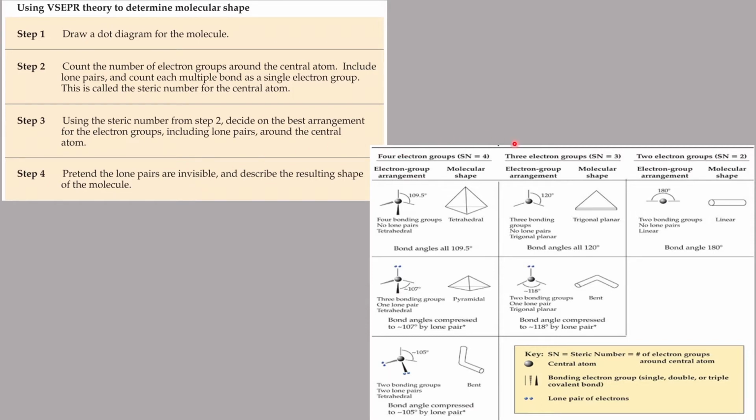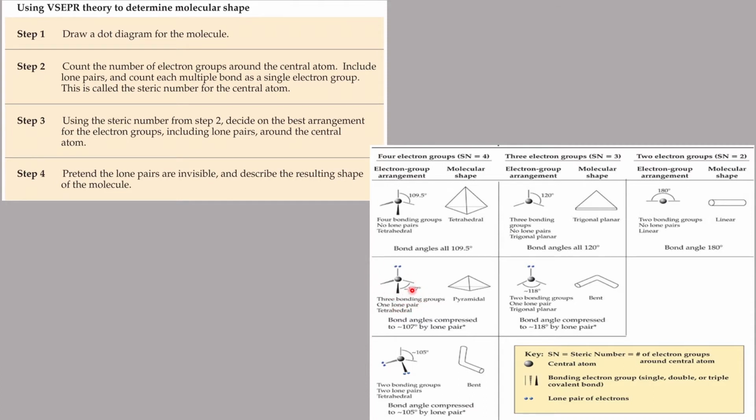We will be using this table to decide the electron group geometry and the shape of the molecule. With four electron groups, or steric number 4, the electron group geometry will be tetrahedral and the bond angle will be 109.5. If all the electron groups are bonding groups and there is no lone pair, then the molecular shape will also be tetrahedral. The second scenario with four electron groups, or steric number 4, is that we have three bonding groups and one lone pair.